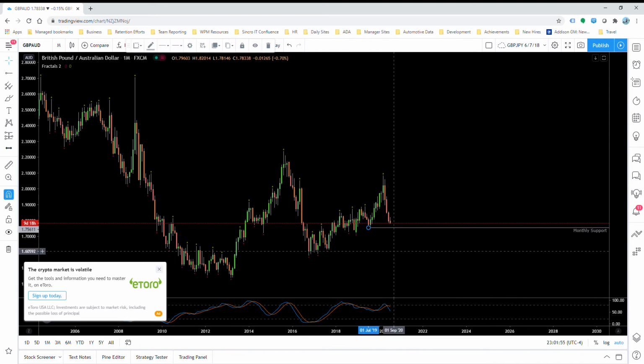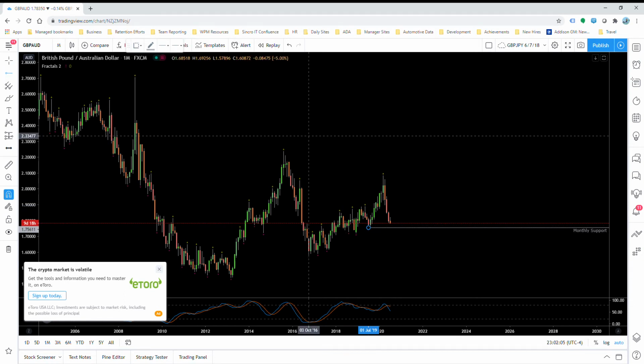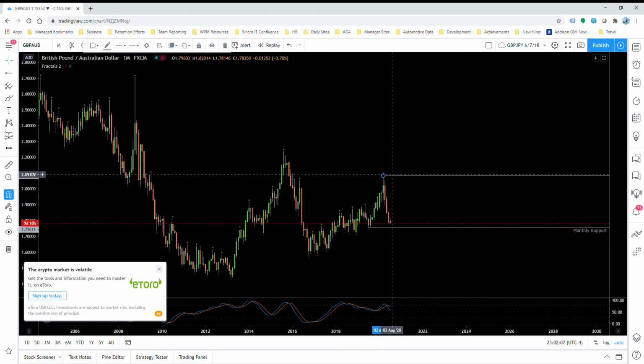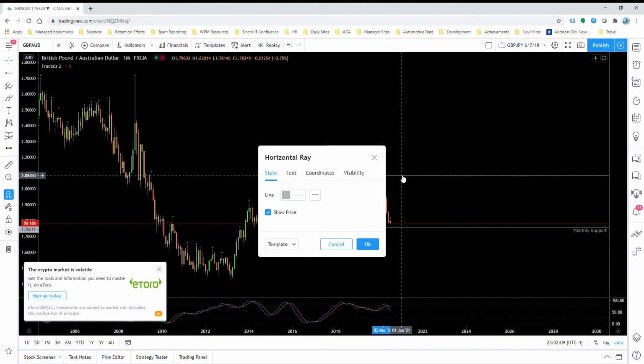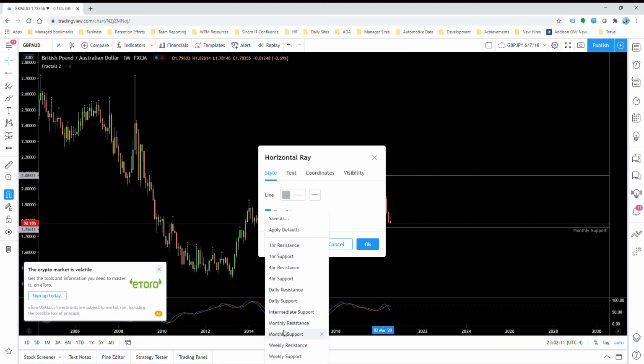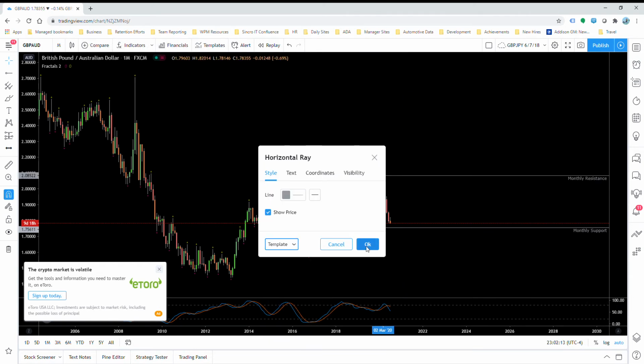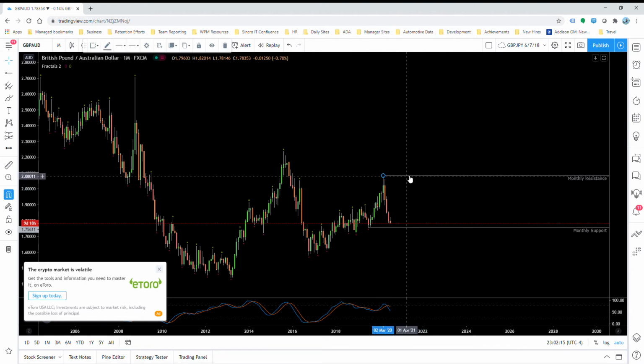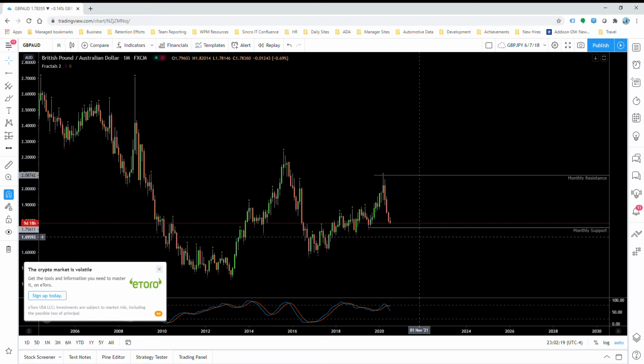So we have a monthly support here, and if you look back, look to the left, you'll see this is definitely a pretty strong area. And we have our monthly resistance here. And we want to make sure that we don't exclude any of the wicks.